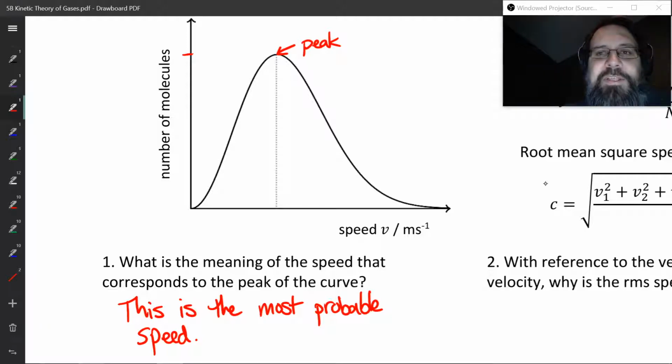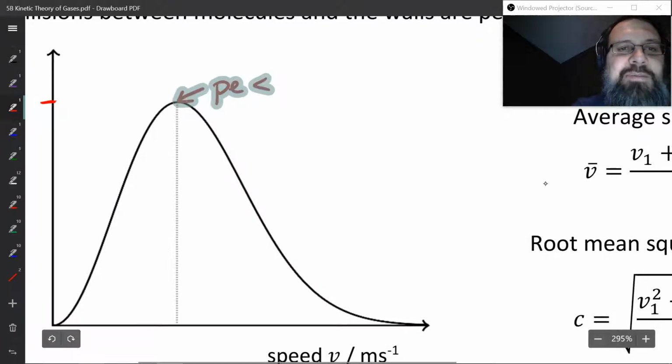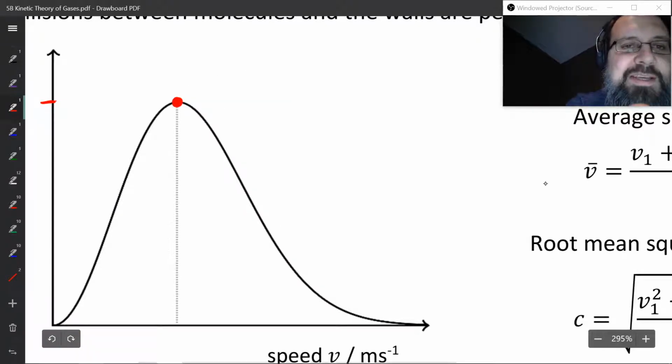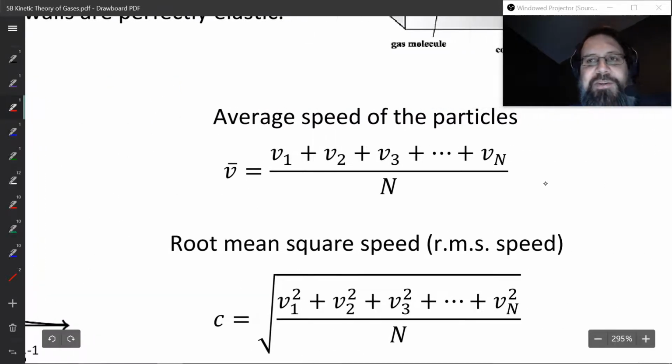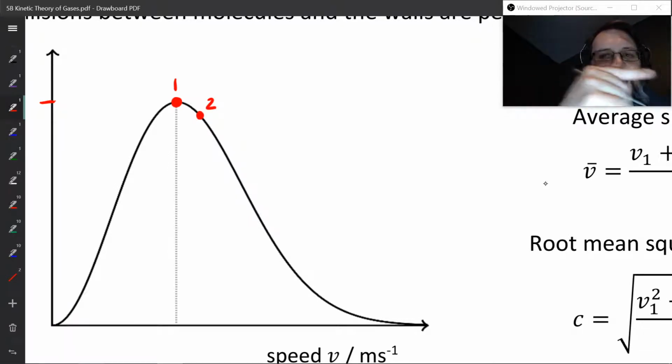That's not the only speed that you can measure. So there's the most probable. I'll put that as a dot. So this is number one. That's the most probable. There's also the average speed of the particles. I'll put that here. That would be number two. That's the average speed. You'll notice that the average is shifted a little bit to the right of the peak.